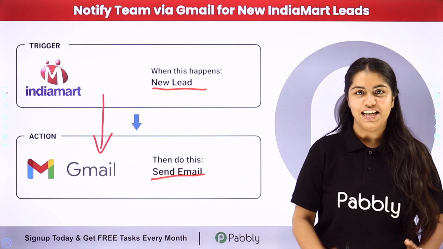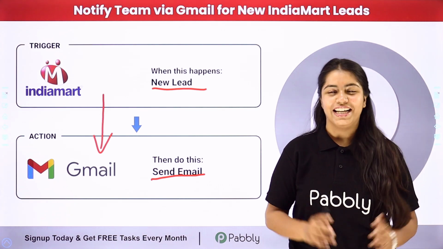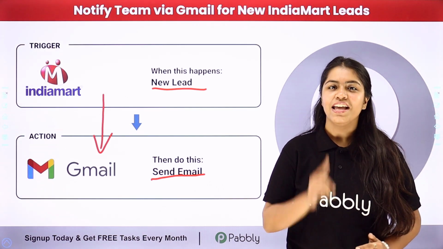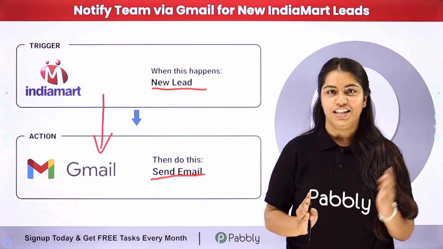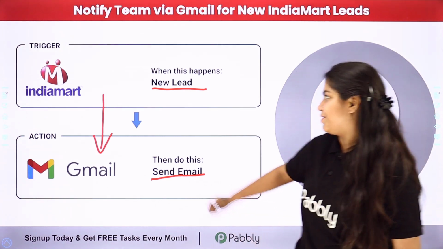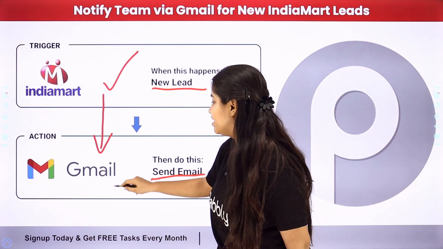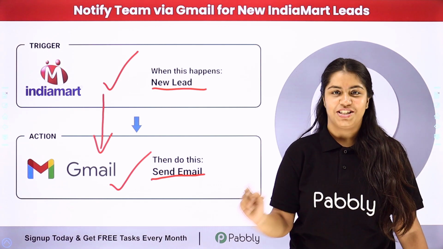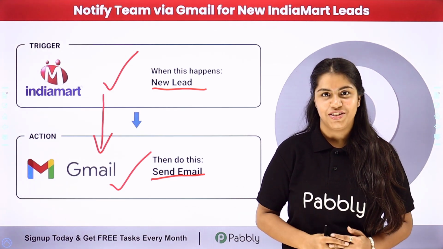To create this integration, we are going to use Pabbly Connect. It is an amazing automation software. In Pabbly, we have the concept of trigger and action. So for trigger, we are going to use IndiaMart, and for action, we are using Gmail. If you want to learn this process step by step, follow me through the screen.